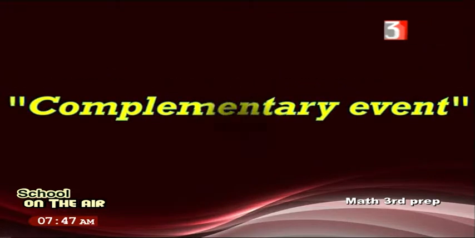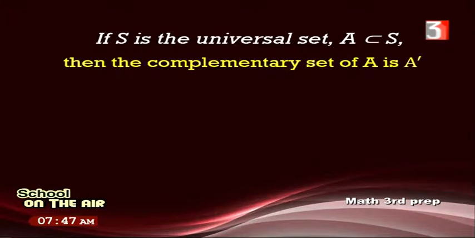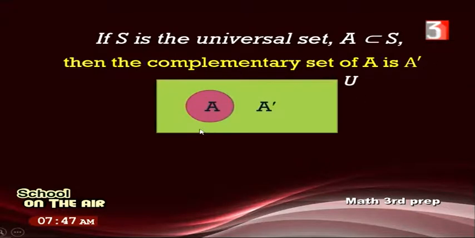Complementary event. If S is a universal set and A is a subset of S, then the complement of a set A is denoted by A complement or A dash. Let us see, if we have a universal set like S or U, observe this oval represents our event A, and all of the outside of A represents the complement of A, or A dash.